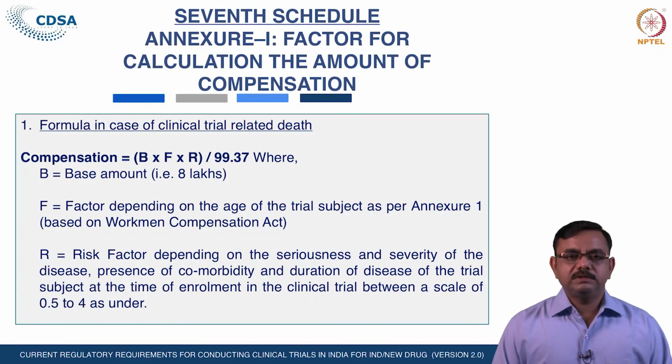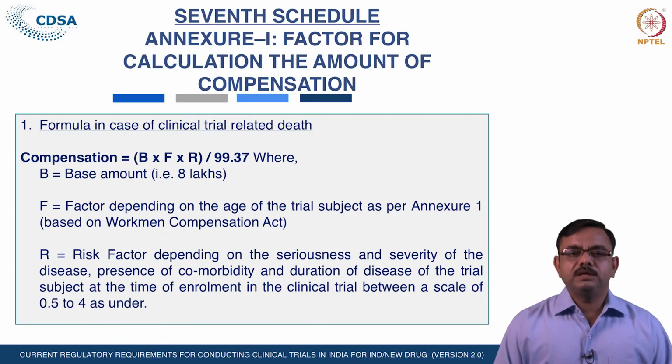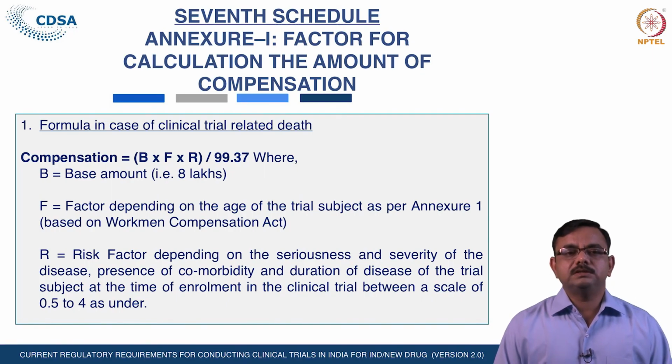Lastly we have the seventh schedule, which doesn't have any tables or data requirements, but it is also important and it has not been covered in our previous lecture, that's why it has been captured here. It is actually an annexure, and this annexure contains the factors for calculation of the amount of compensation. So various formulas have been given, like the formula in case of clinical trial related death, that is B into F into R divided by 99.37, where B is the base amount, F is the factor, and R is the risk factor. And how to calculate the risk factor, the grading scale, has also been given in this annexure.